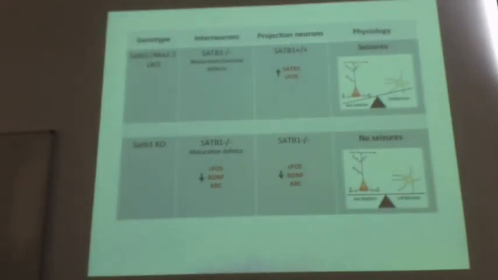So when we delete SAB1 in interneurons, what we see is that we have a defect in the maturation and the survival of interneurons. On top of that, we have an upregulation of SAB1 and FOS in projection neurons, and that causes an imbalance between excitation and inhibition, and therefore these mice develop seizures. Now what's actually happening in the full knockout mouse, we have deletion of SAB1 both in the interneurons and the projection neurons, and interneurons have maturation defects, and both cortical neuronal populations have downregulation of certain activity-dependent genes.